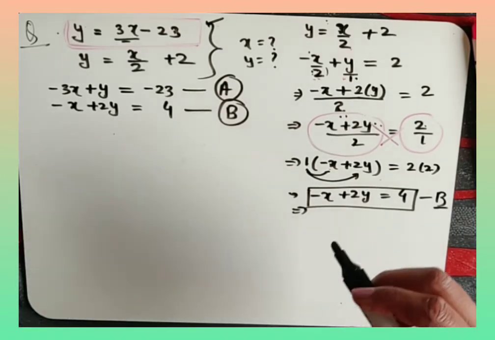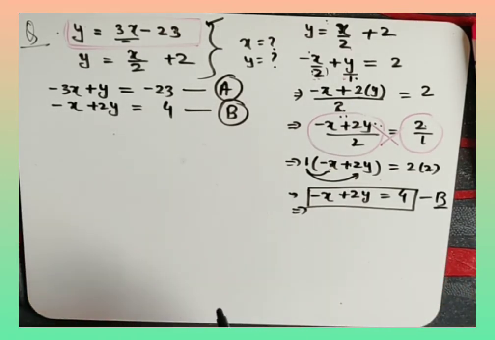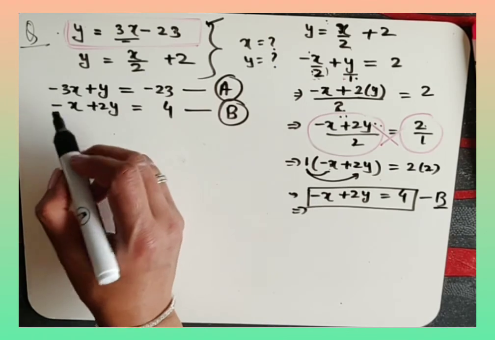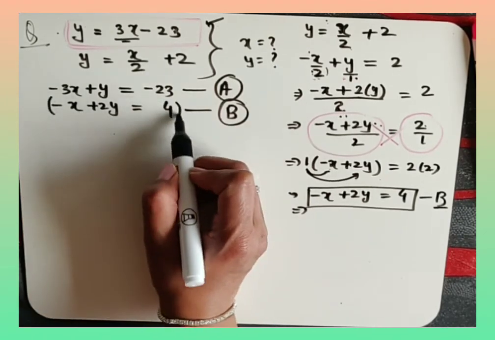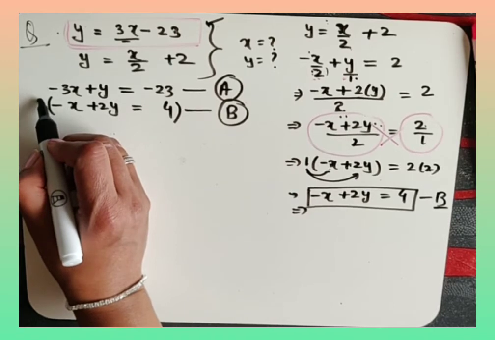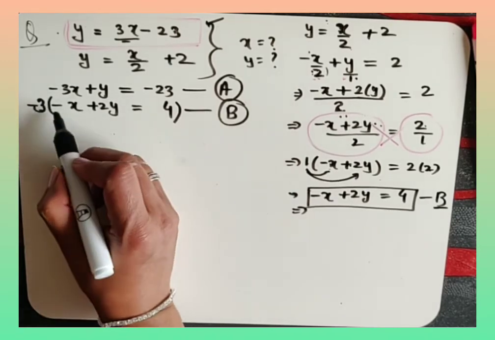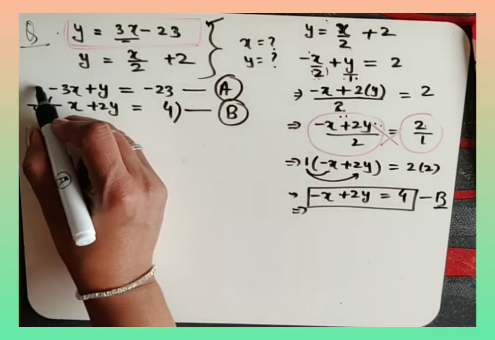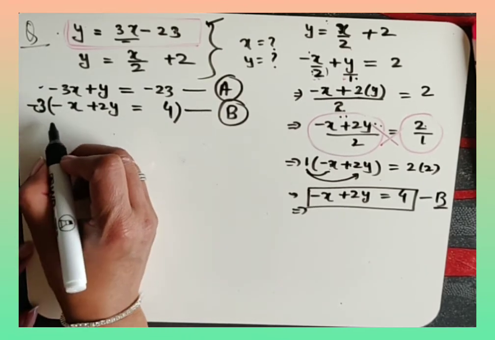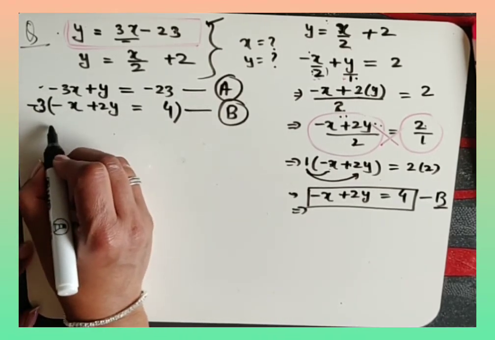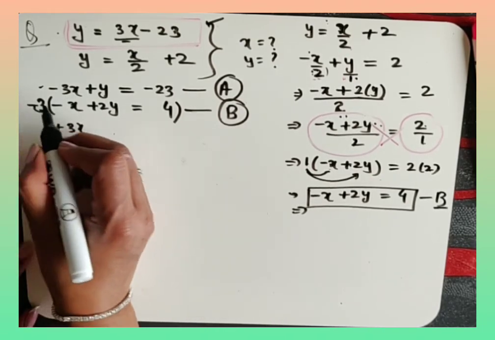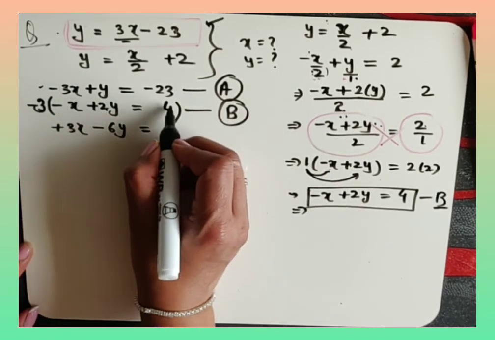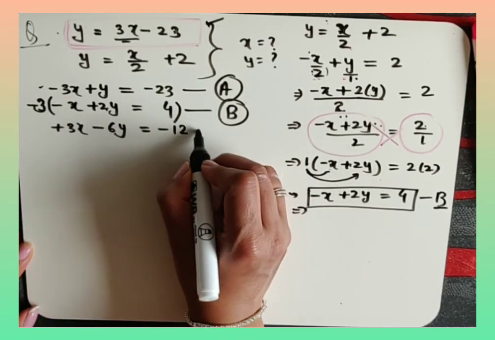Now decide which variable you want to eliminate. Let's eliminate x here. So we need to multiply this equation by minus 3. Why minus 3? Because I want to make it plus, then minus and plus will cancel out. So leave equation 1, just multiply equation B. Minus 3 times minus x will give you plus 3x. Minus 3 times plus 2y will give you minus 6y, equal to minus 3 multiplied by 4, minus 12. This will be equation B.